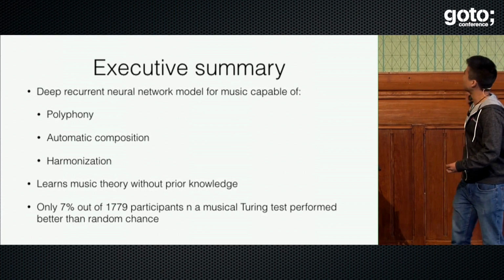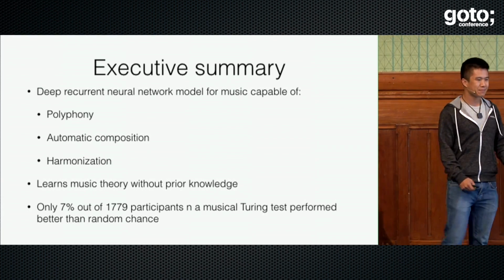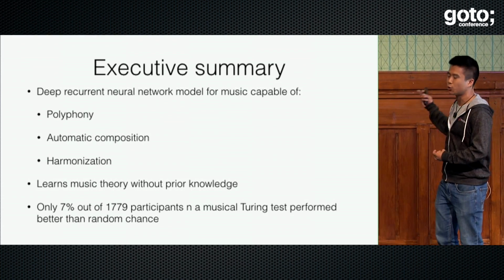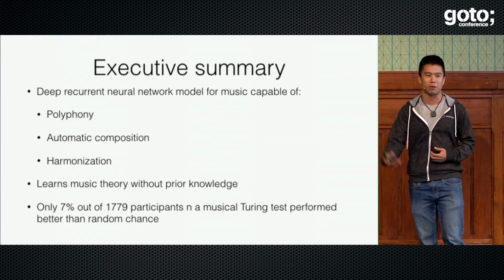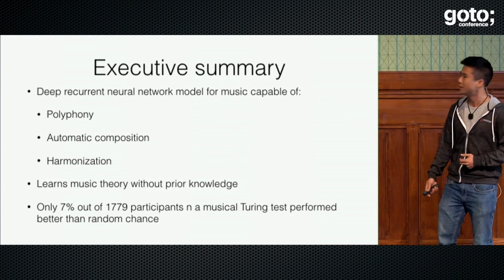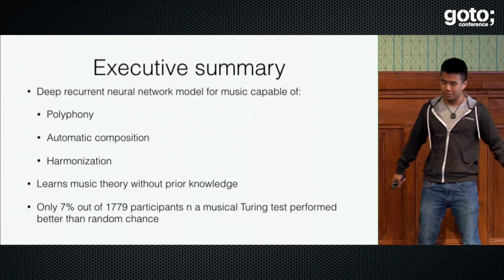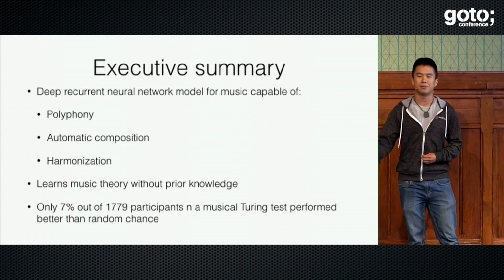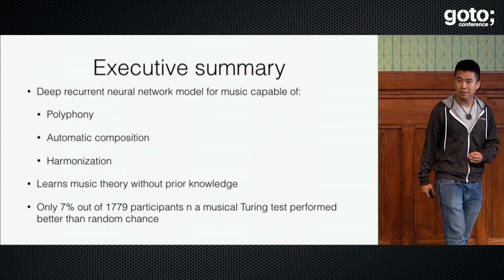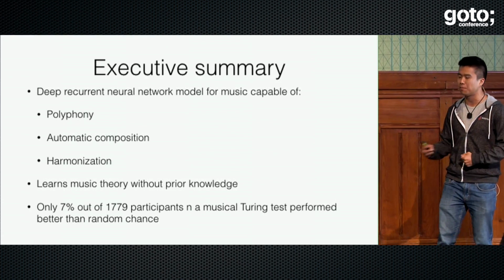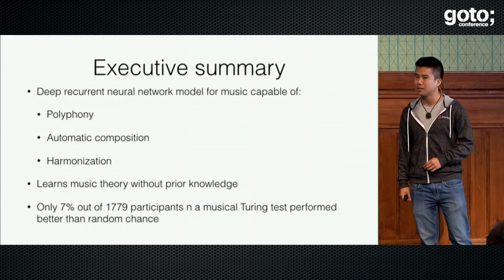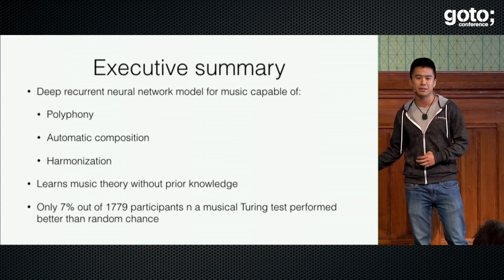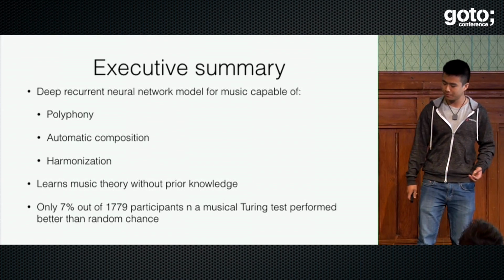For those of you who just want to know what's going to happen and then get out of here because it's not interesting, here is the executive summary. I'm going to talk to you about how to train end-to-end, starting from dataset preparation all the way to model tuning and deployment of a deep recurrent neural network for music. This neural network is capable of polyphony, multiple simultaneous voices at the same time. It's capable of automatic composition, generating a composition completely from scratch, as well as harmonization. Given some fixed parts, such as the soprano line or the melody, generate the remaining supporting parts.